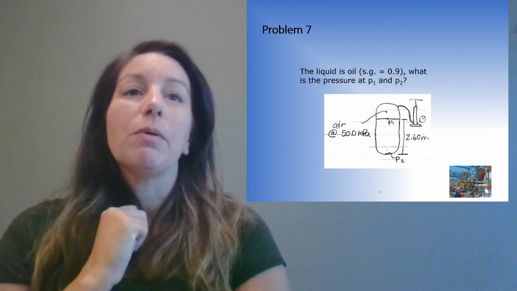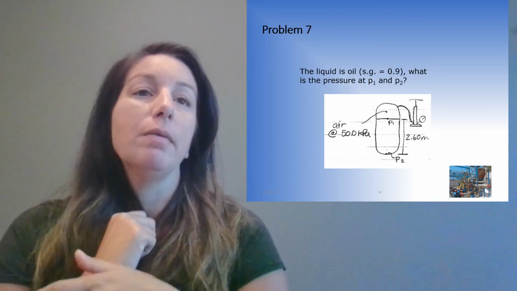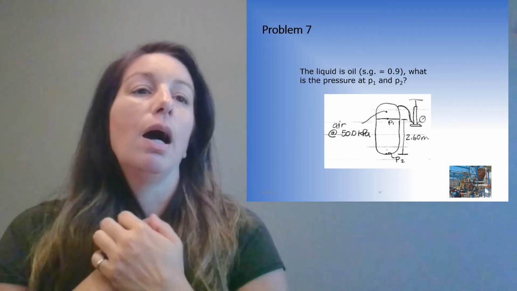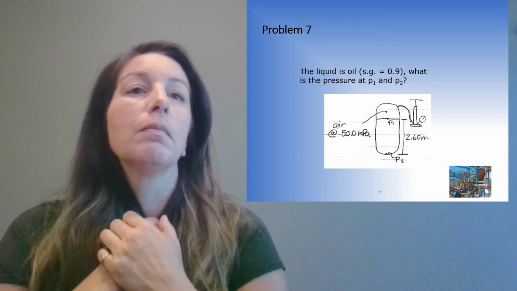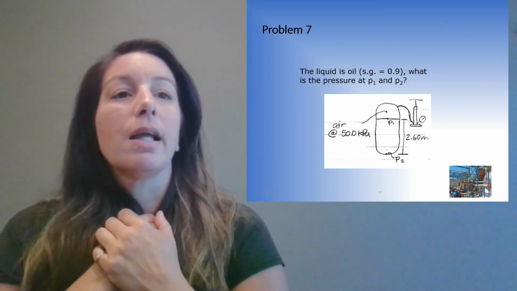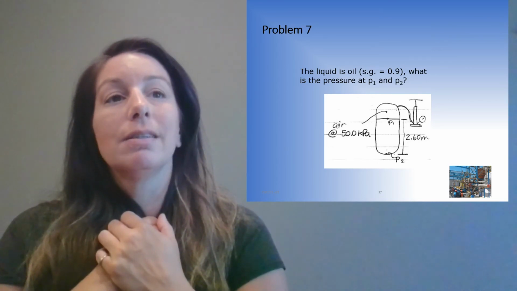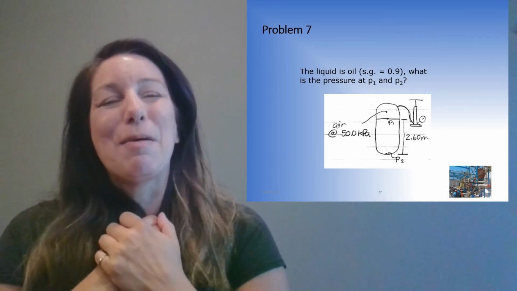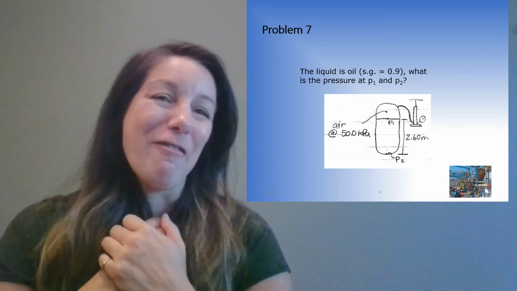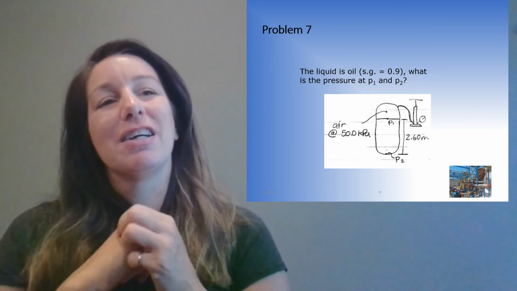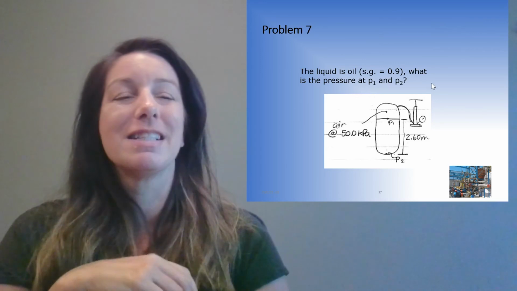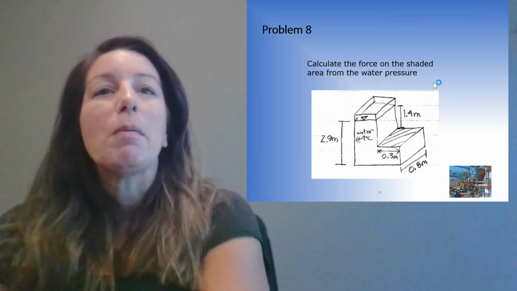Problem 7. So this liquid is oil, specific gravity of 0.9. What is the pressure at P1 and P2? So they've got a pressurized vessel. In this case, it's a bike pump that they use to pressurize it. Sure, why not? To 50 kPa. Okay, so you're looking for the top of the oil and the bottom of the oil. 2.6 meter depth.